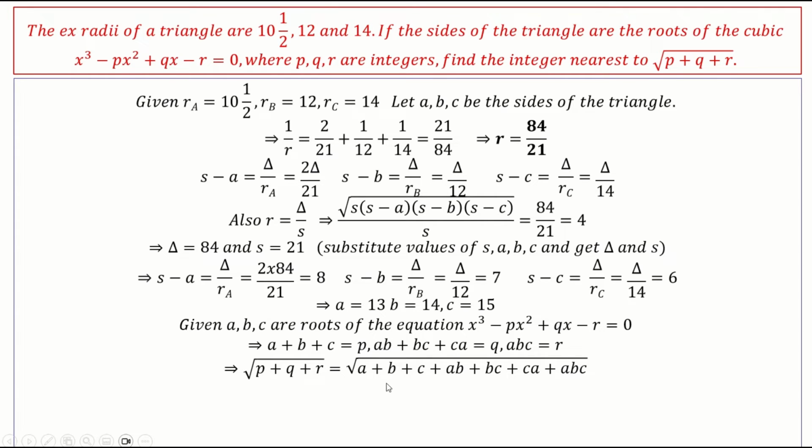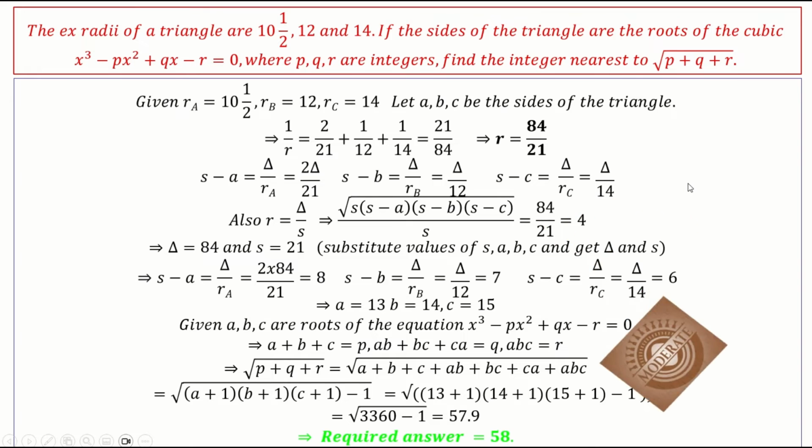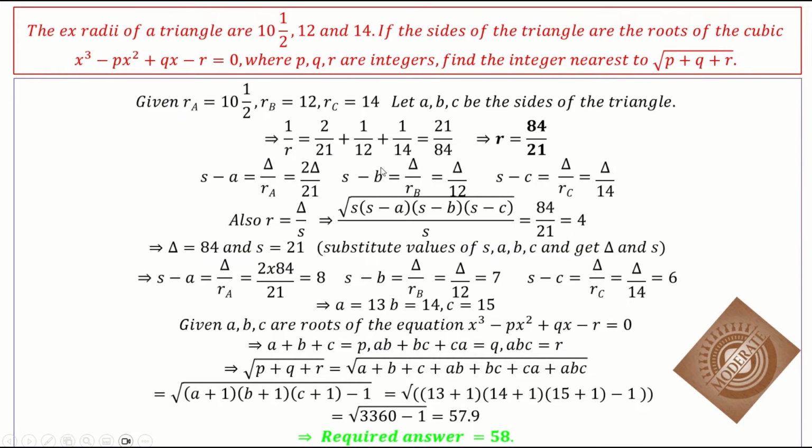okay? So the square root of PQR equal to the square root of ABC plus AB BC CA plus ABC. You can straightforwardly substitute these values and solve it, or you can simplify this first and then solve it. Whichever way, you will get the square root of 3360 minus 1, which is closest to around 57.9. So he's asking to find an integer nearest to the square root of p plus q plus r. So nearest to this is 58. Okay, that's the value. Yeah, this is moderate because you have to remember several equations.